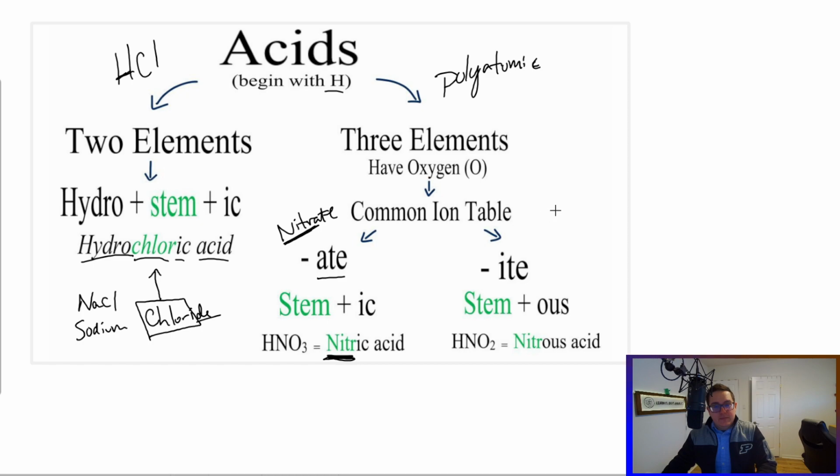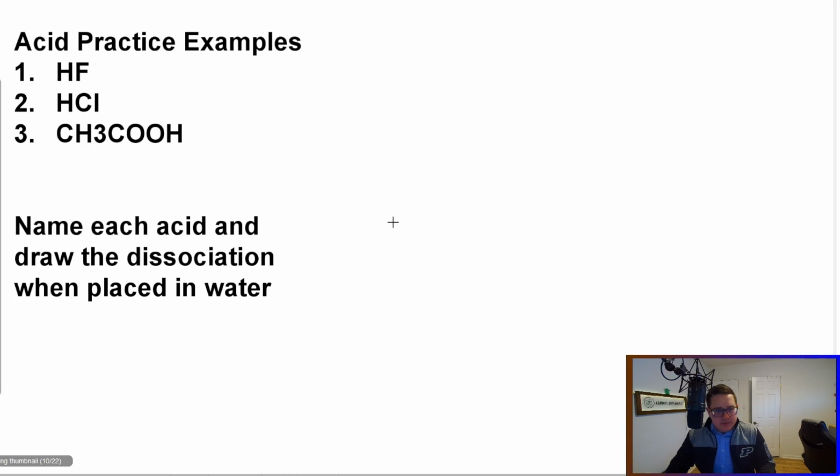And that's it. If we have nitrite, for example, we still use that stem. Notice nitrate and nitrite have the same stems, so we have to make sure we name them differently when we're talking about acids. So instead of nitric acid, it's nitrous acid, and there you go. It takes a little bit of practice, so let's do some practice right now.